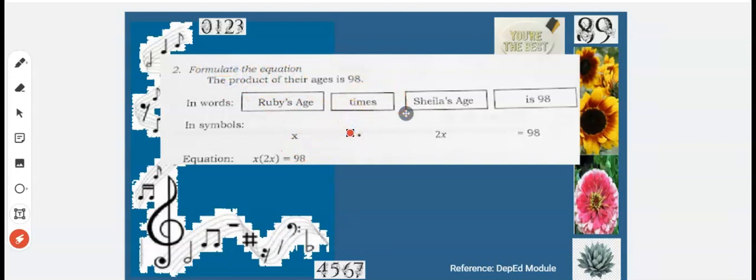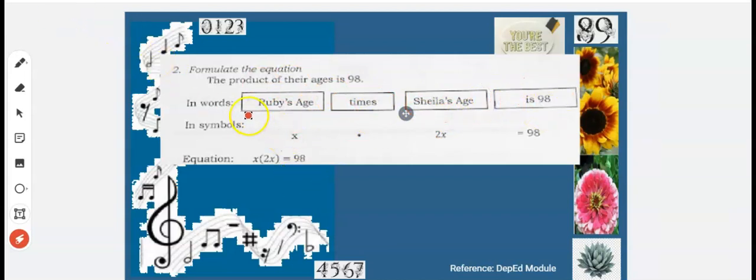So, we multiply. Unsa man ang atong i-multiply? Yes, we multiply the age of Ruby and the age of Sheila. So, unsa gani ang multiplication sentence? Yes, so we say in words, Ruby's age times Sheila's age is 98.